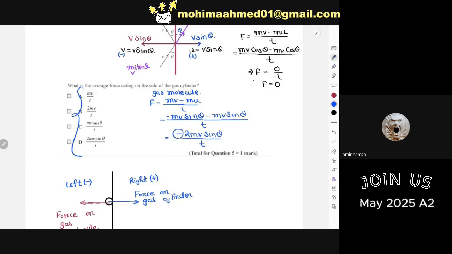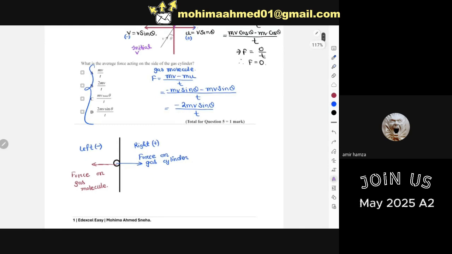But you are getting this minus sign. Why? Because this was the force exerted onto the gas molecule, and it was actually exerted in the left direction, and according to your assumption, you consider the left to be negative. So this is correct. But if you want to find the force exerted on the gas cylinder, it will have the same magnitude, but not the negative sign, because it was now exerted on the gas cylinder in the positive direction. So in that sense, option D is your correct answer.